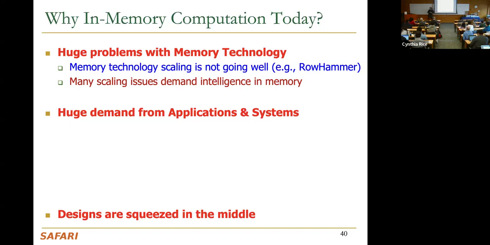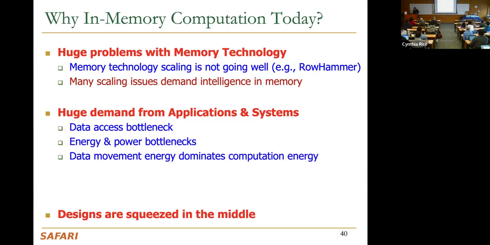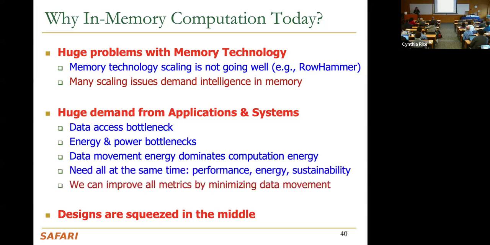On the higher end, we have a lot more problems also. Basically, data access is a bottleneck. I'm going to give you some more numbers. Energy and power are bottlenecks, and data movement energy dominates computation energy. And today, we're in a situation where we really need to improve performance, energy, and sustainability all at the same time. We're not in the regime where we can say, oh, I'm going to improve performance by 1%, and I can tolerate a 3% power cost. Those days are gone, basically. We really need to improve all of the metrics. And we can do that by minimizing data movement or rethinking the system.